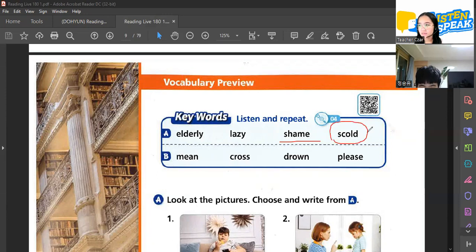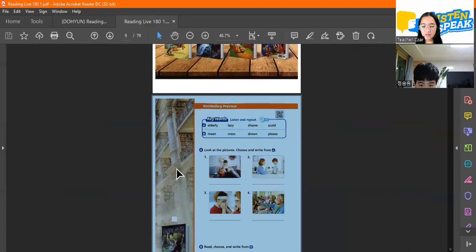And how about this one? Scold. Very good. For example, your mom is angry and your mom scolded you, so it means your mom scolded you for poor behavior. How about the next one? Mean. Mean is for people who are bad. How about this? Cross. Very good, like to cross the road. Next word. Drown. And the last one. Please. So those are the words that you will have. Do you have any more questions? No.